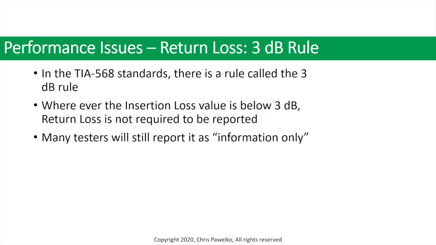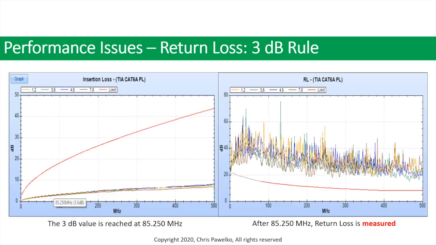Now, one last thing before we leave today, with regards to return loss, is the 3 dB rule. In the TIA 568 standards, there is a rule called the 3 dB rule. What the 3 dB rule says is that wherever the insertion loss value is below 3 dB, return loss is not required to be reported. Many testers will still report it as information only if it meets this criteria. Let's take a look at an example of the 3 dB rule.